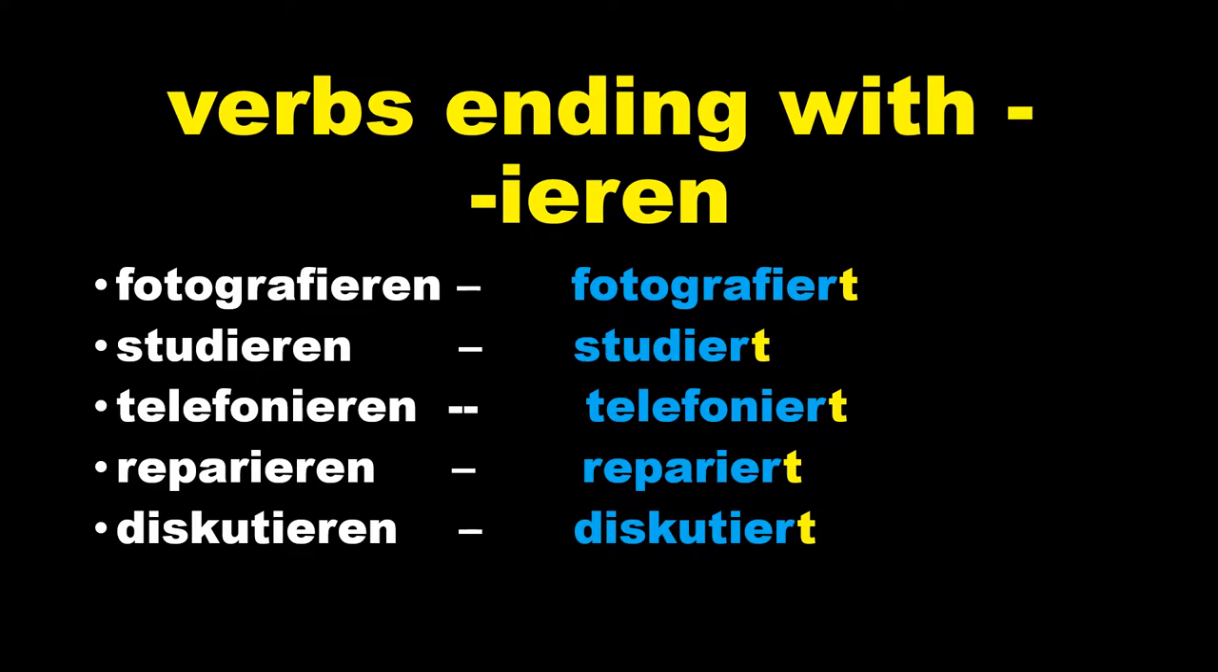Diskutieren, to discuss. Diskutiert, that will be the Partizip II form. The verb is ending with ieren. It is very easy to recognize this kind of verbs. So, how to make the Partizip II form? Photographieren, studieren, telefonieren, reparieren, diskutieren. All these verbs will be having a t at the end with the Stamm form. So, the Partizip II form will be photographiert, studiert, telefoniert, repariert, diskutiert. I hope this category is very clear.